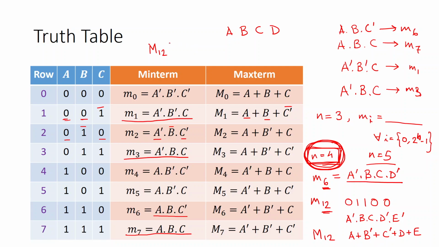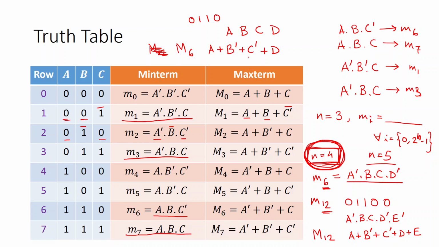What would be your capital M6 in 3 variables? It is already given here. Suppose in 4 variables, 6 is 0 1 1 0, so it will be A or B dashed or C dashed or D.